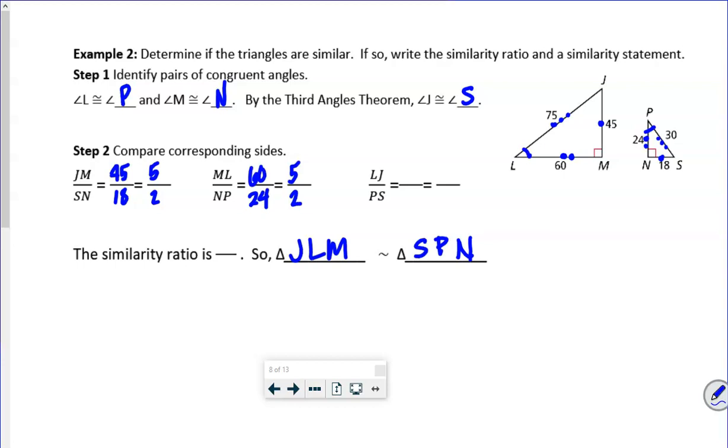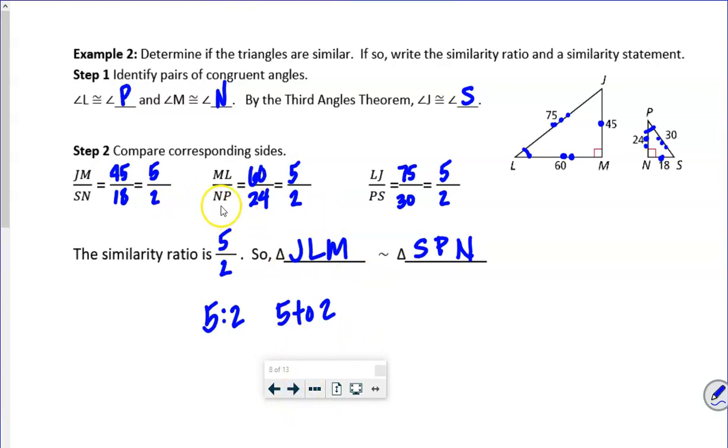So then we got LJ. LJ is 75, and that's got 3 dots on it, and PS has 30. And this time again is 15. 15 goes into 75 5 times, and it goes into 30 2 times. So we got the same ratio 3 times, and our similarity ratio is 5 over 2, which could also be written 5 to 2 like that, or 5 to 2, okay? Those are the different ways you can write the similarity ratio, okay?